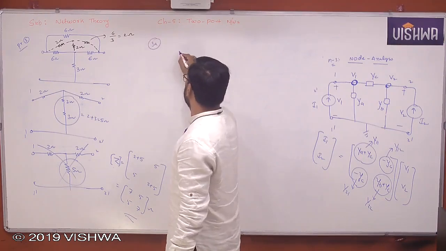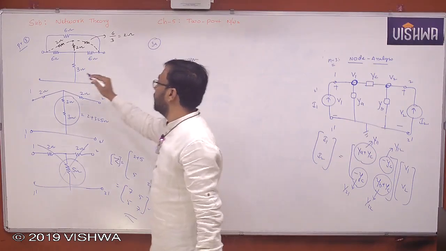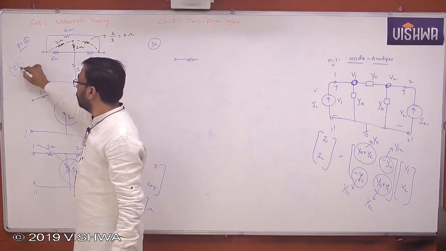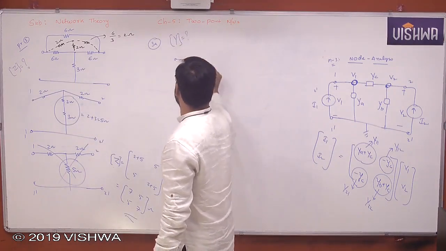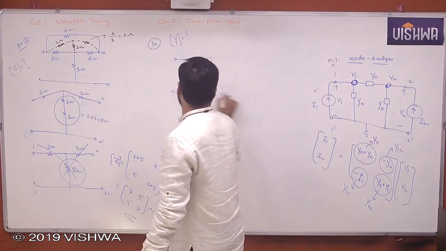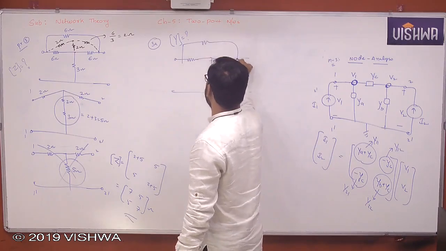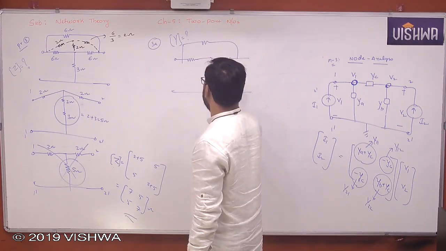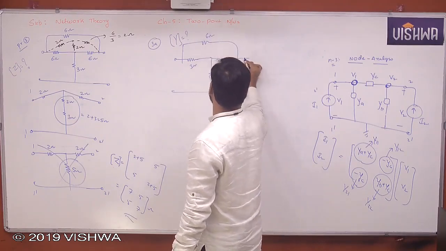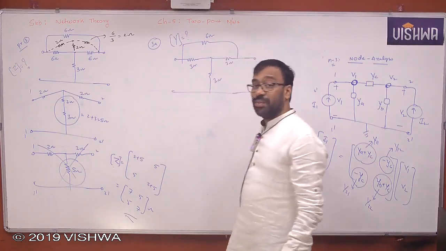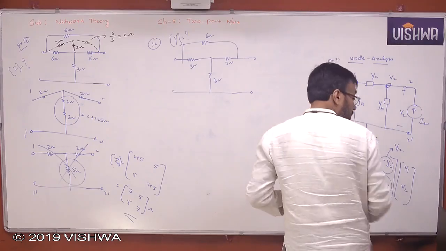Next, I just give you the network something like this. For the previous problem the question was Z parameters. Now the question is what? Y parameters. The same bridge model. Now this is 3, 3, 3 and 6 ohm. I want Y parameters for this. Clear? First you note down this problem.